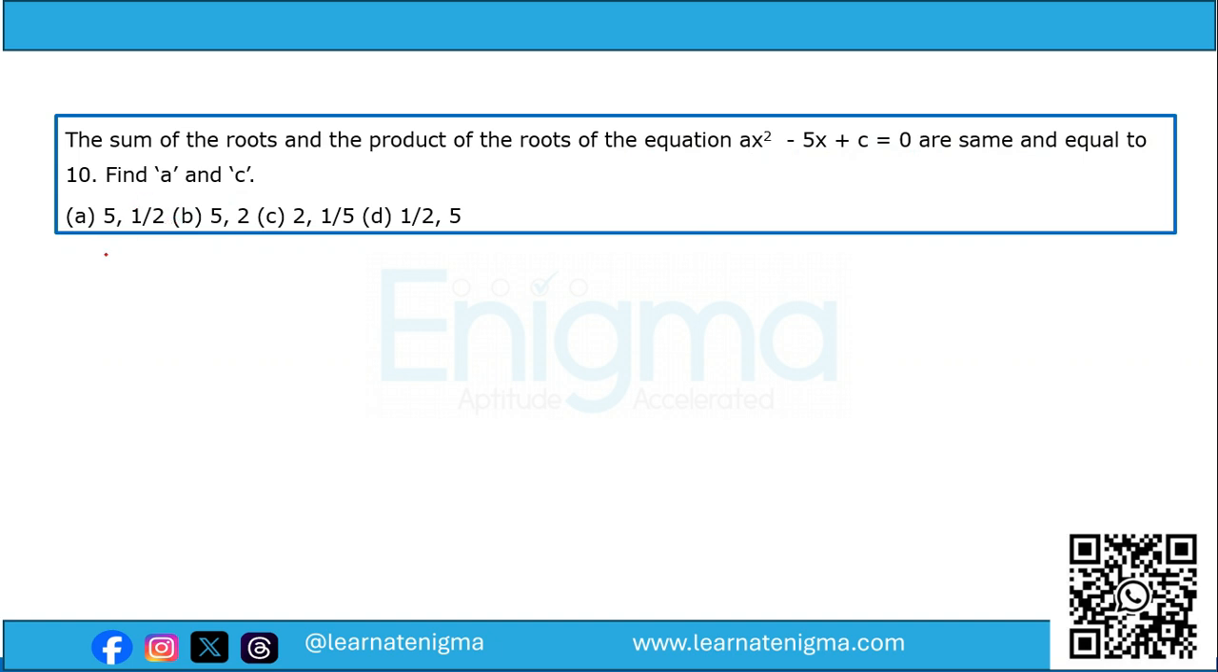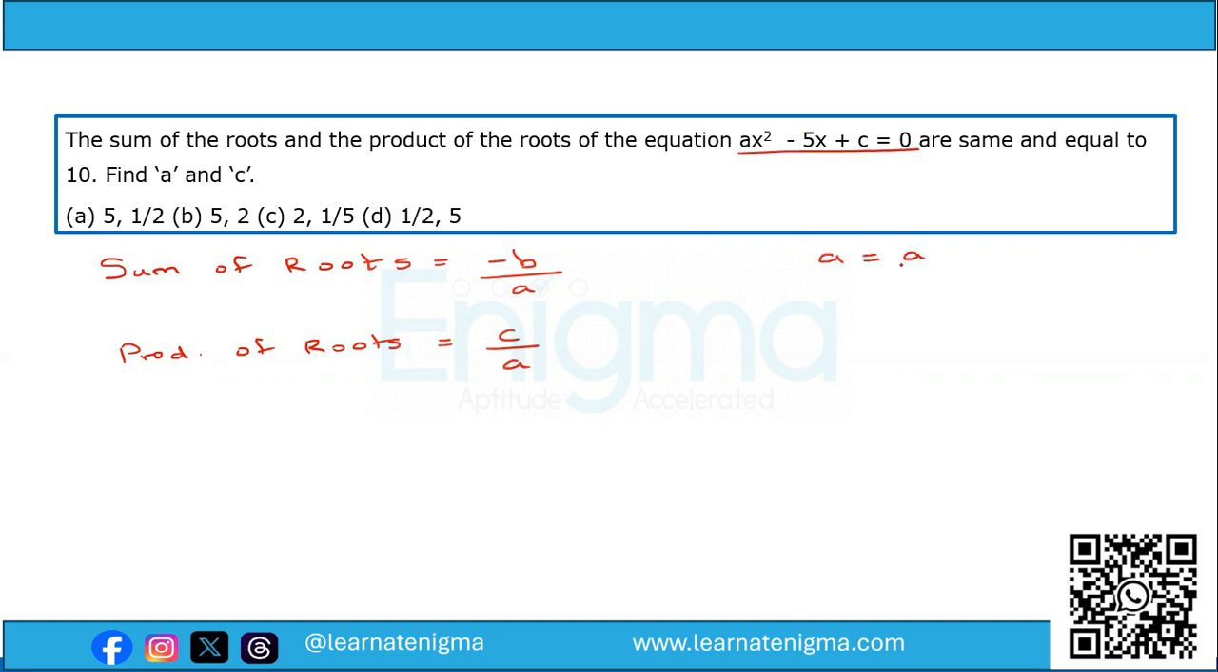Now, sum of roots is given by the formula minus b by a, and product of roots is given by c by a. Now, if we compare the given quadratic equation to the general form, we get a is equal to a, b is equal to minus 5, and c is equal to c.